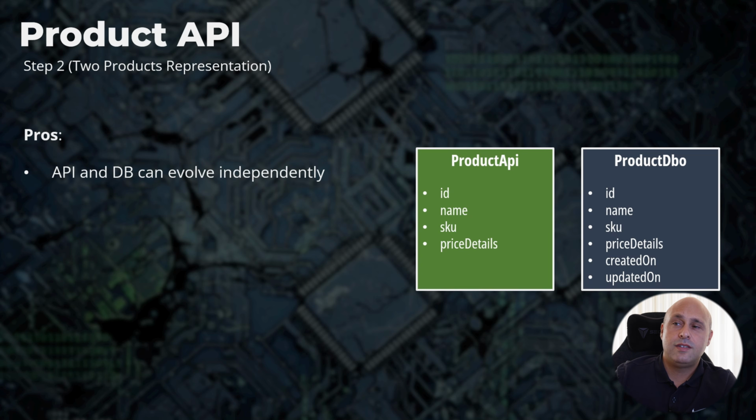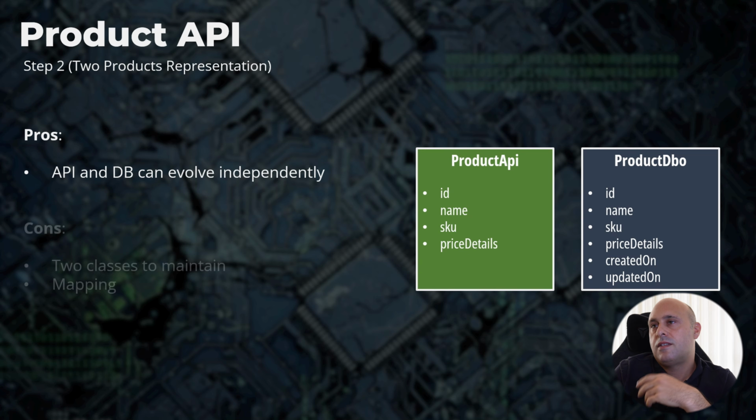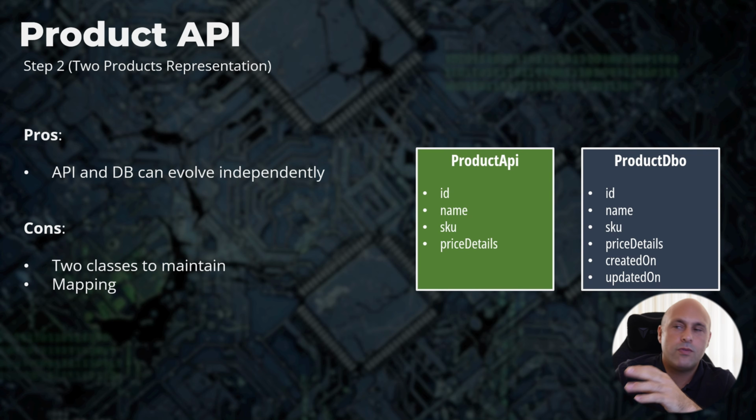The advantage is now we can change them independently. The disadvantage is that every time we need to add or remove a field from the product, we need to touch two classes, and in addition, we need to translate between them, so we need a mapping layer.